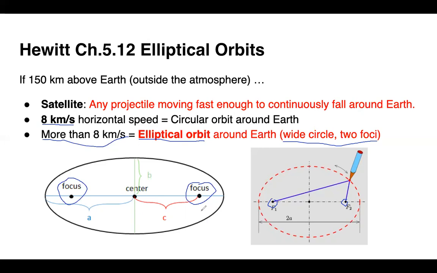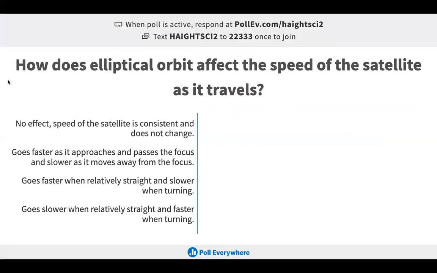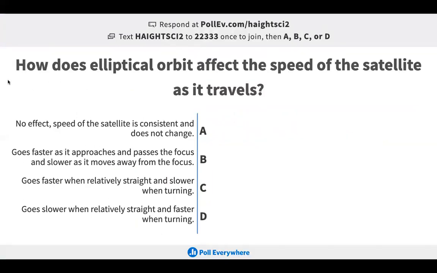It's sort of a wider looking circle. But when you start to get satellites orbiting in this way, where it's an elliptical orbit rather than a circular orbit, you get to see some interesting behaviors. And so that's the next question I want to ask you. Just take your best guess on this. How does elliptical orbit affect the speed of the satellite as it travels?